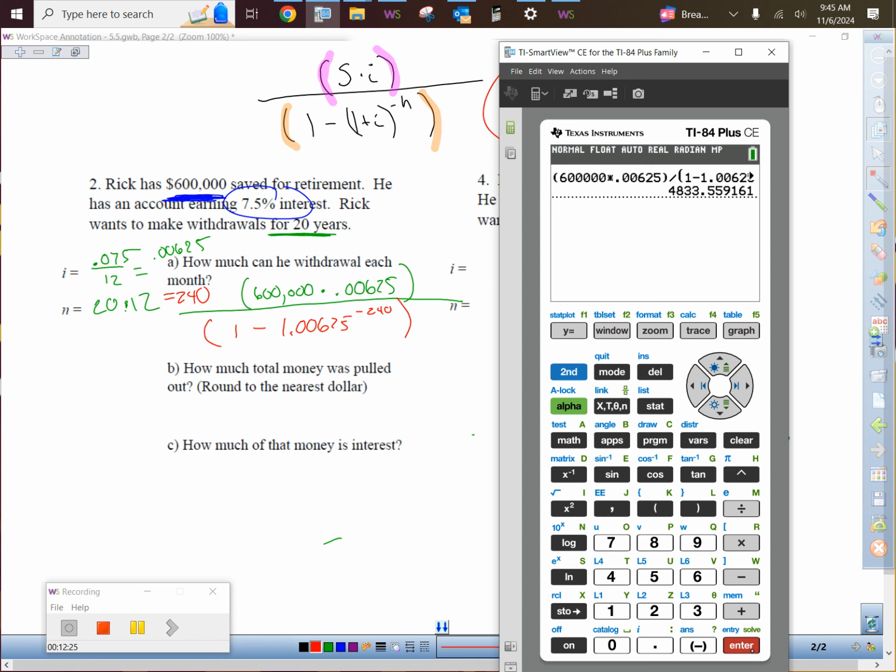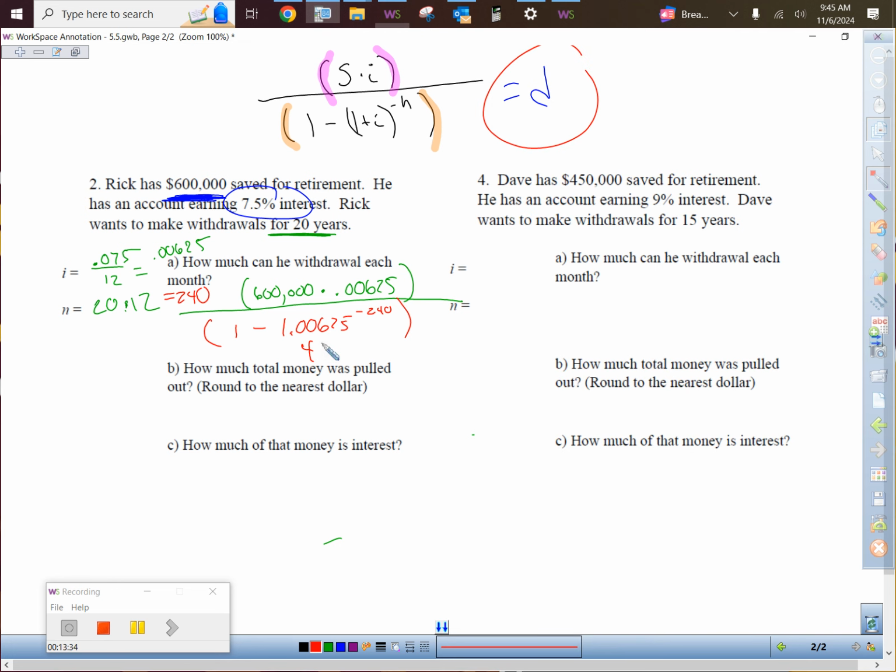Cool. How much can he withdraw every month? We will round that to the nearest dollar, right? $4,834. Is that okay? $4,834. Hell yeah, Rick. How would you like to take $4,800 out every month? I'll bet you'd be a happy camper. Rick did his work ahead of time. He saved himself $600,000. So now in his retirement, he's got basically $5,000 a month to mess around with, right?